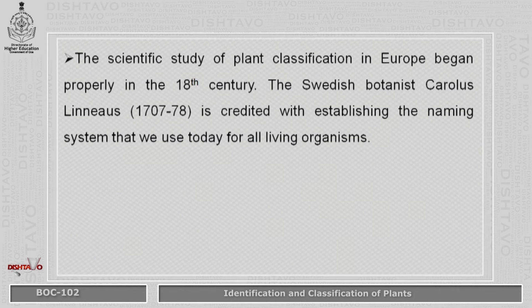Now, after Theophrastus, the scientific study of plant classification in Europe began properly in the 18th century, and it was by a Swedish botanist, Carolus Linnaeus, and he is to be credited with establishing the naming system that we still use today for living organisms.